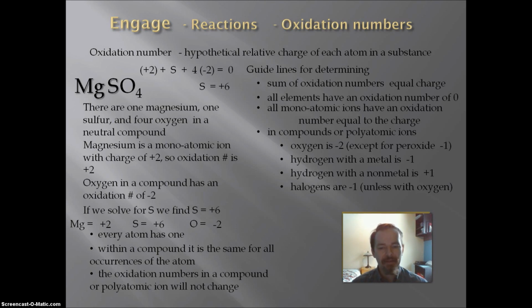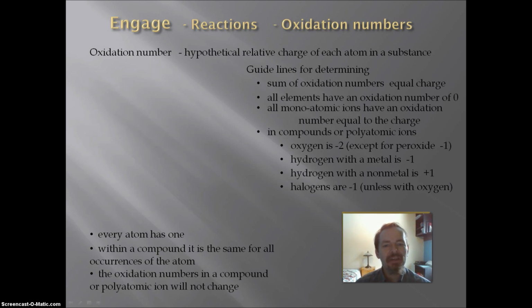Sulfur is +6, oxygen is -2 in sulfate, whenever we encounter it, and magnesium as a monatomic ion has an oxidation number of +2. So these are the guidelines for figuring out the oxidation numbers, and if you follow the rules on the side, you can apply these to any chemical substance that you encounter. This ends the module on oxidation numbers.